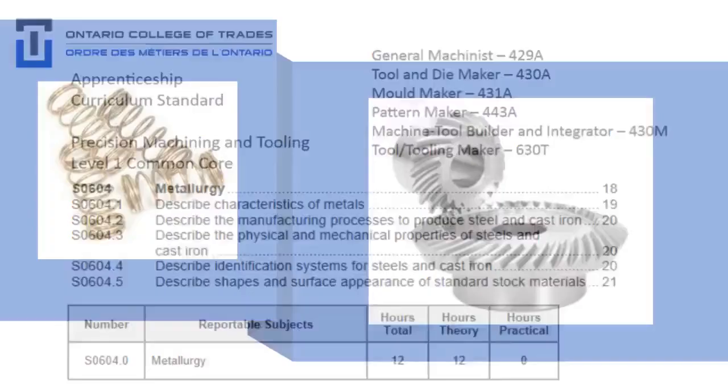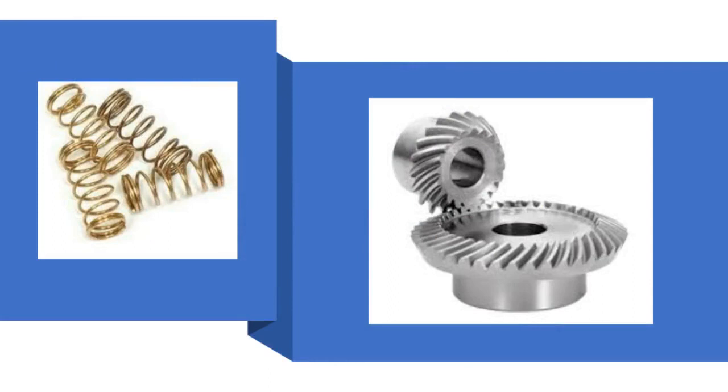Let's take a look at the two objects on the screen. On the left is a brass spring, and on the right is a set of hardened ground gears. We can clearly see the obvious differences between the two of them. Let's take a look at what makes them similar.